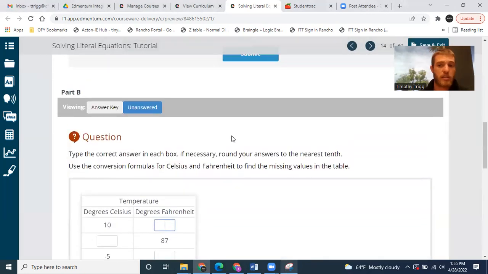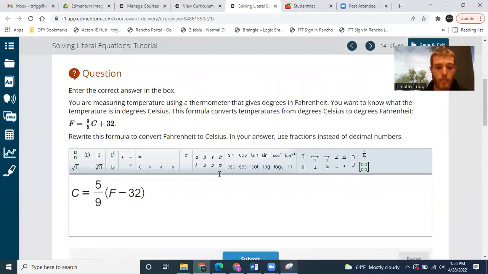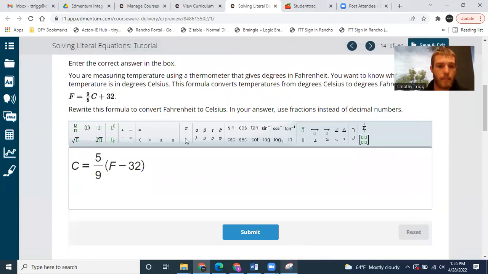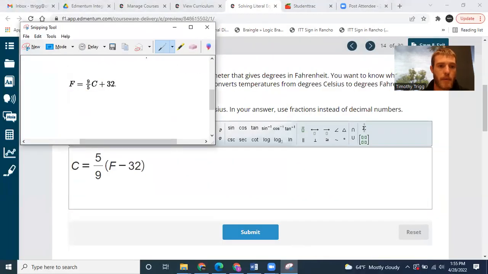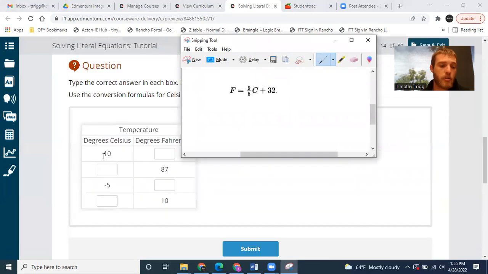So to change Celsius to Fahrenheit, we're going to use this first equation. Okay, so I'm going to go ahead and grab that. This is for helping us change from Celsius to Fahrenheit. So my first number they give me is 10 degrees Celsius. We need to change that to Fahrenheit. So that's going to be F equals, and I'm replacing the C with 10. So this is 9/5 times 10 plus 32.